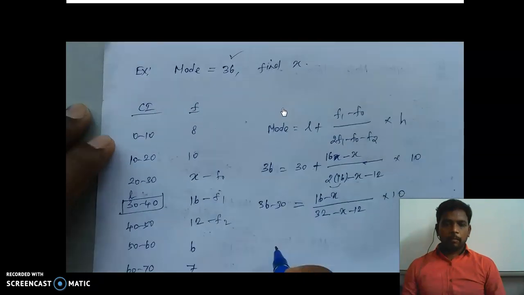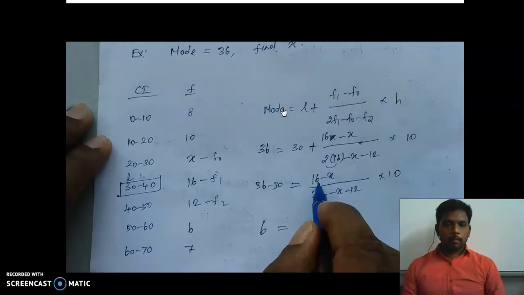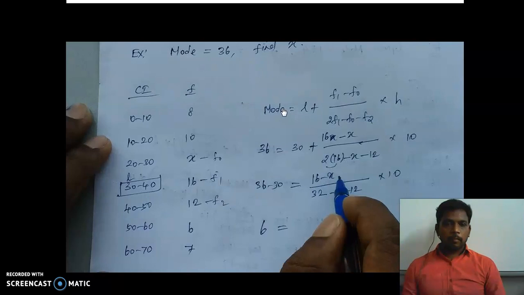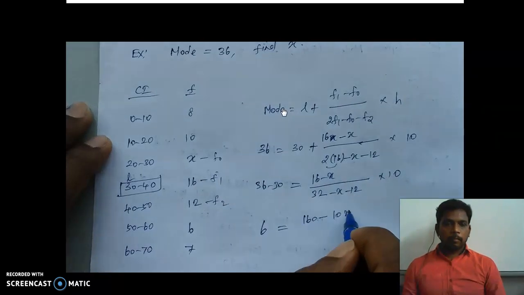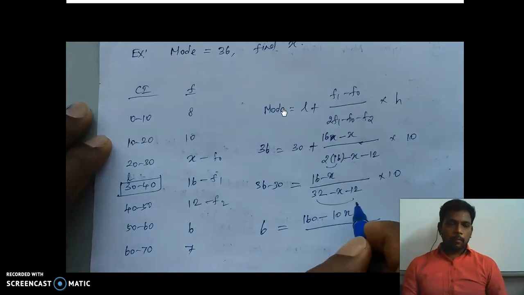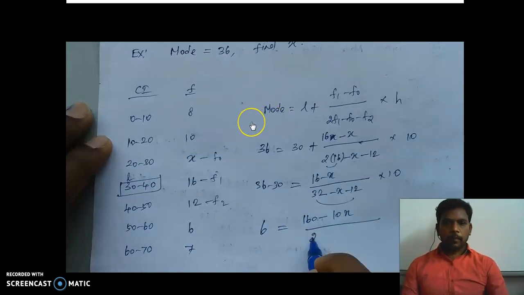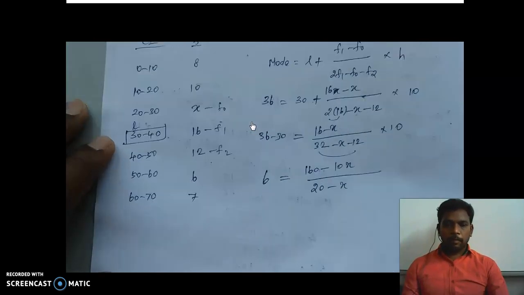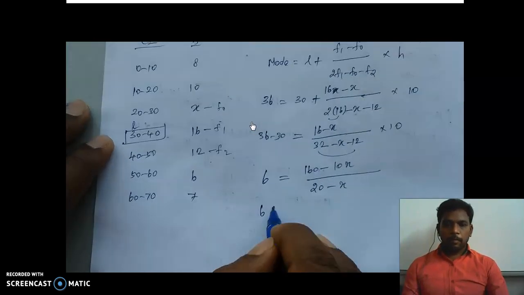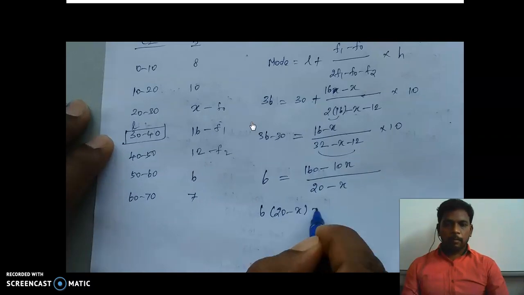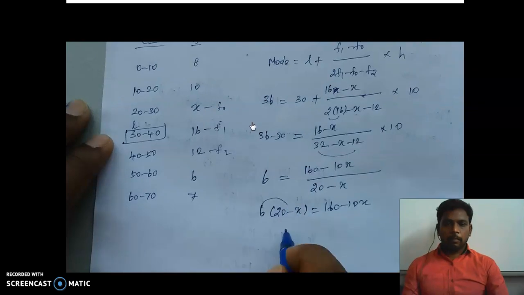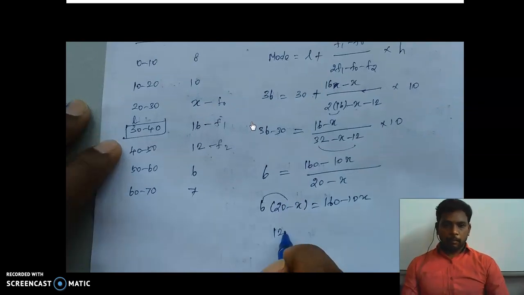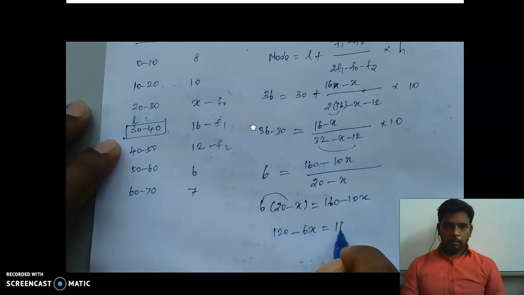So 36 minus 30, 6 equal to, since 10 is common to both of the terms, multiply 10 with both of the terms. So 160 minus 10x divided by, if you simplify these two, we will get 20 minus x, and then make a cross multiplication. So 6 into (20 minus x) equal to 160 minus 10x. Then multiply 6 inside. So 6 20s are 120 minus 6x equal to 160 minus 10x.